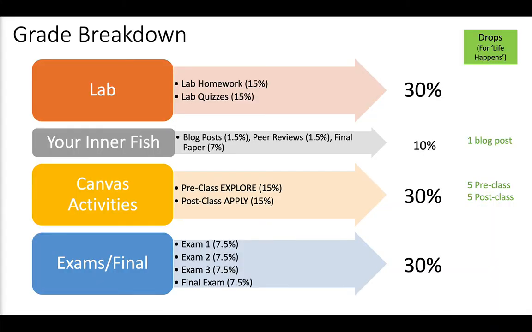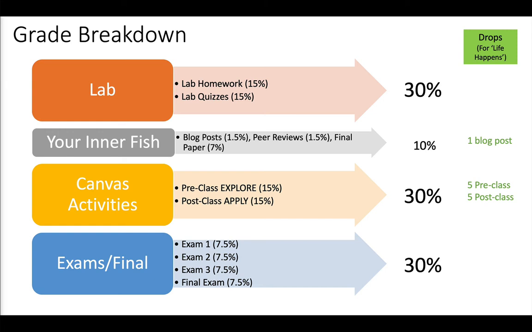Grade breakdown, your lab is worth 30% of your grade. That includes the lab homeworks and lab quizzes. Your Inner Fish, that is the book review that you're going to do, and that will include some blog posts and peer reviews and a final paper. We'll talk about it more in class. The Canvas activities that you do prior to lecture and after lecture are worth 30% of your grade. And then the exams, 1, 2, 3, and the final are equally weighted and they're worth 30% of your grade.